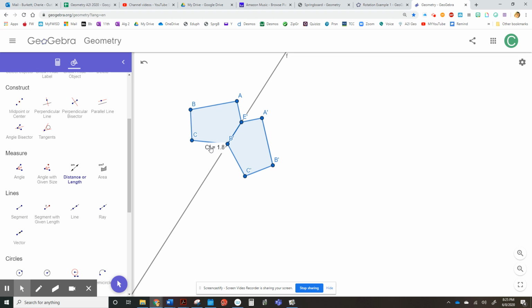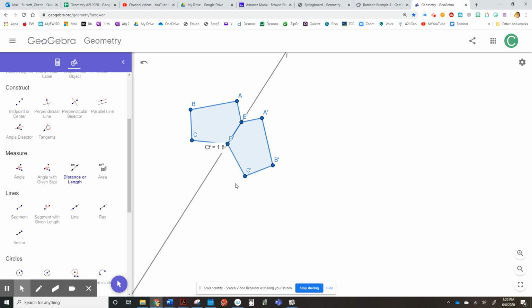Notice it's telling me right here what the measure is. Did you notice that the line right here is named with a lowercase italicized letter? That F doesn't look very italicized, but it is. So it's showing me right here that the distance from C to F is 1.8. I don't know what the units are. Centimeters, maybe? I don't know.